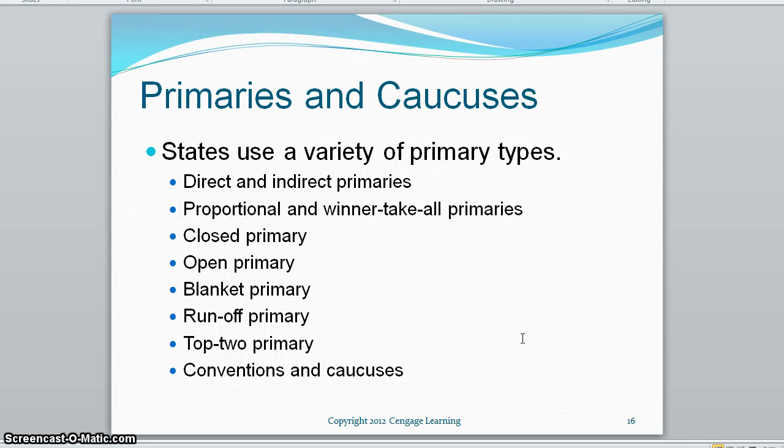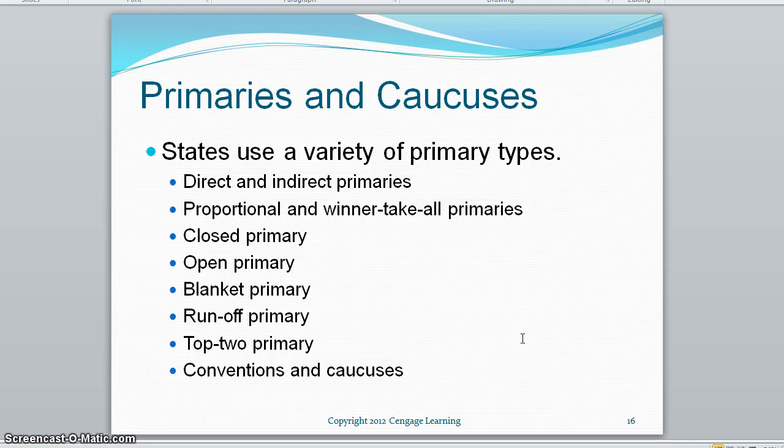Let's talk about the different types of primary elections. Direct primary: voters decide party nominations by voting for the candidates. In an indirect primary, voters choose convention delegates, then the delegates choose the party's candidate in the general election. That's the system used in presidential elections. A proportional primary: voters elect delegates to the national convention who are already pledged to certain candidates.